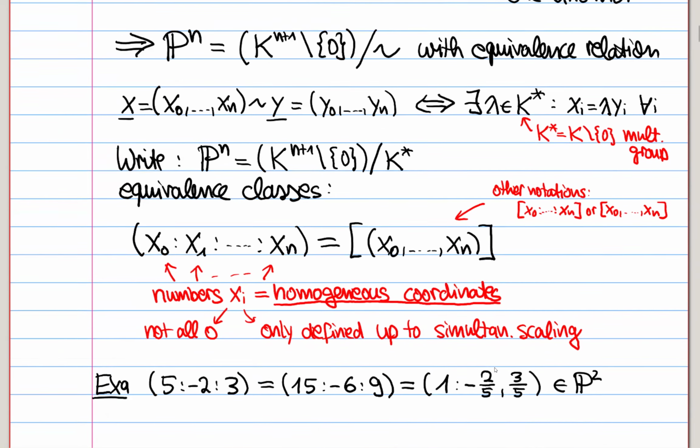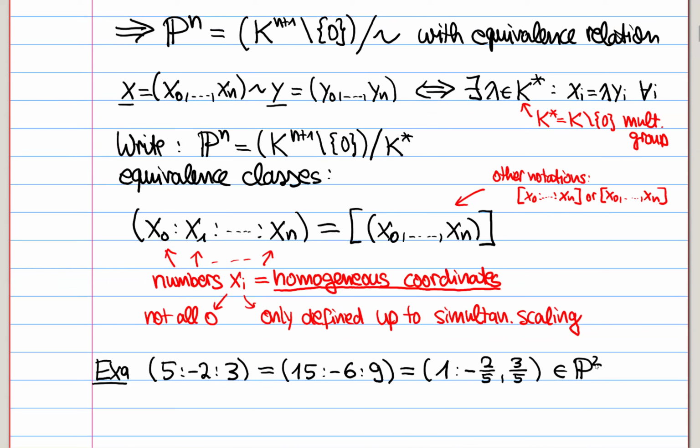And just to have a baby example here, inside P2, we have to specify 3 coordinates, 2 plus 1. And then we have, for example, this point (5 : -2 : 3). And this is equivalent to the point where you scale all of these things. For example, you can scale them by multiplying all of them by 3, and you get (15 : -6 : 9). Or you could scale them by, and this is an operation which we're going to do a lot, dividing by one of the entries. This makes that entry 1, and then the others become minus 2 over 5 and 3 over 5.